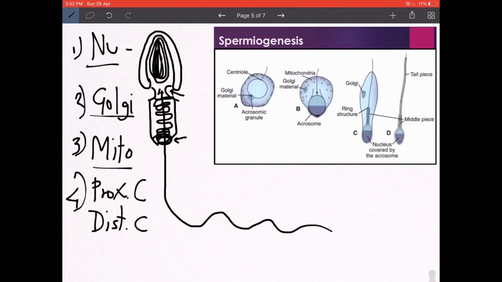And finally, the plasma membrane just surrounds all of these things, and whatever the excess cytoplasm is, it is extruded. Rather, it is phagocytosed by the Sertoli cells.